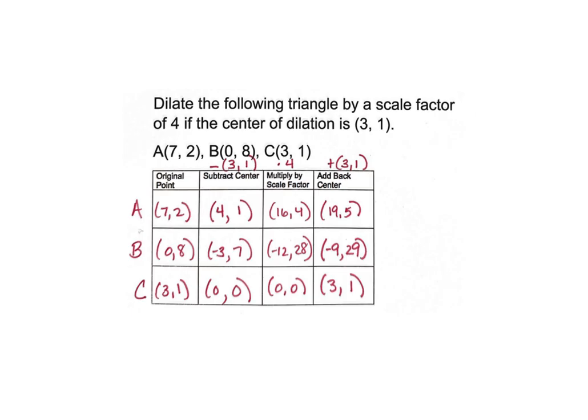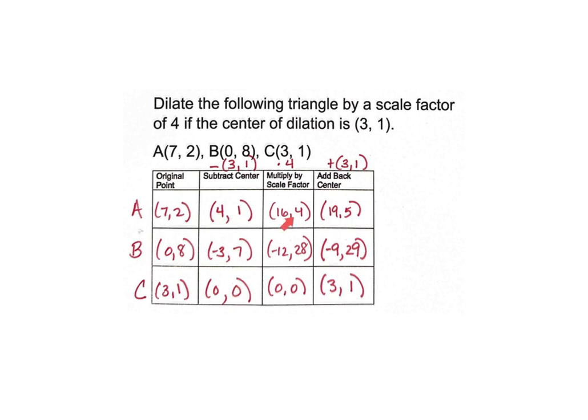And here are the answers. A, once it's moved, will be at 19.5. B will be at -9.29. And C will be at 3, 1. Remember, we're subtracting 3 from each of our x's. This becomes 4. This becomes -3. That becomes 0. Then we subtract the 1.